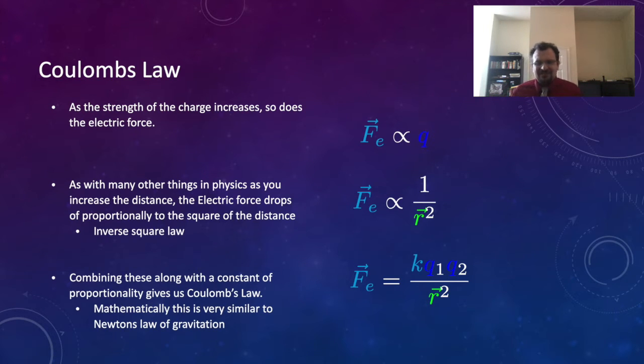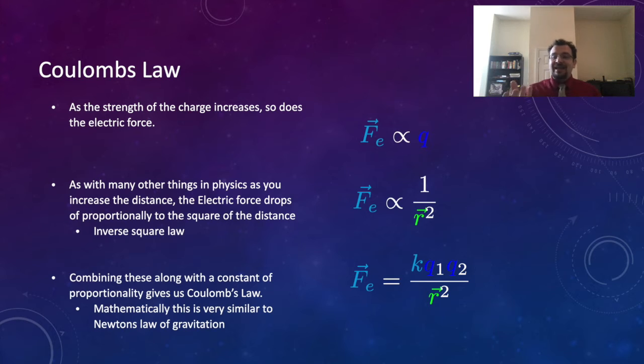Now, there's a couple differences here. In Newton's law of gravitation, you couldn't have negative mass. There's no such thing as negative mass in the universe. If you prove me wrong, you get a Nobel Prize. But you can have negative charge. An electron has negative charge. So how does that work here?